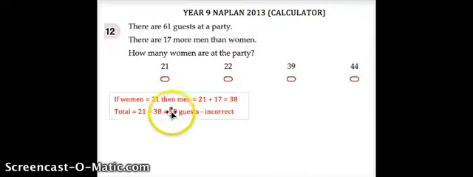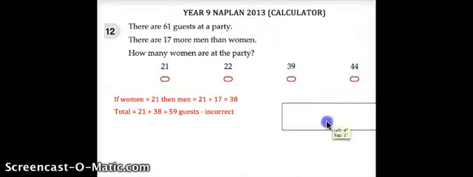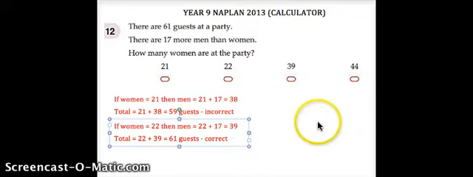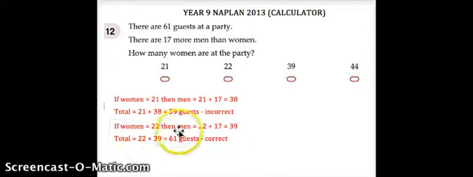Now, just looking at that 59 and 61, it looks like we need 2 more people at the party. So we're going to try the next option: if the women equals 22, then men, remember there are 17 more men than women, so men would equal 22 plus 17, which is 39. Adding the women and the men together, 22 plus 39 is 61 guests. And that's what the question says, that there are 61 guests at the party. So it looks like 22 women is correct.